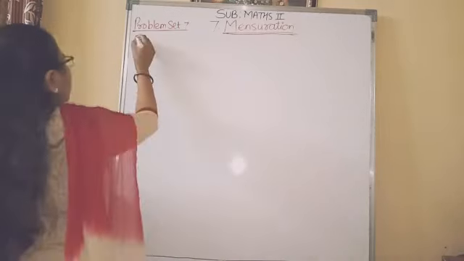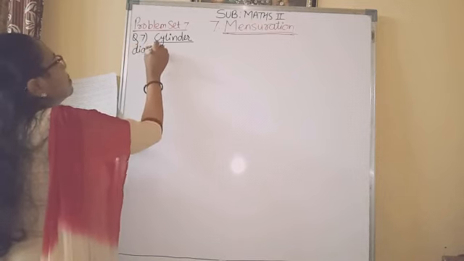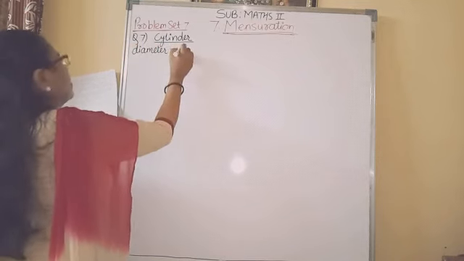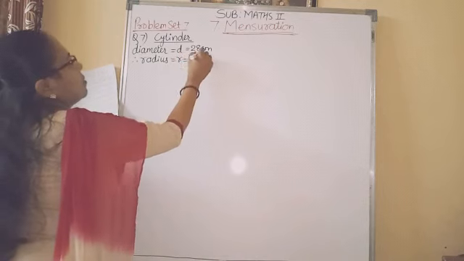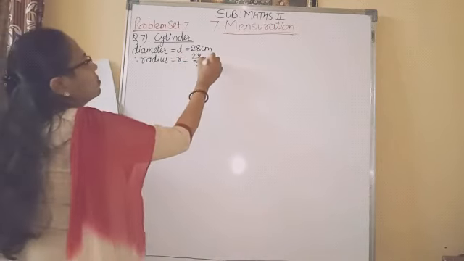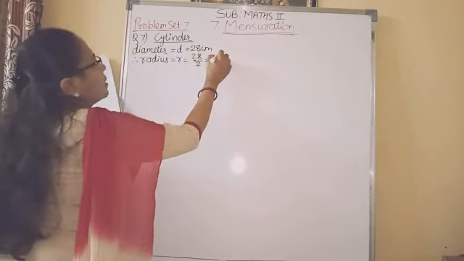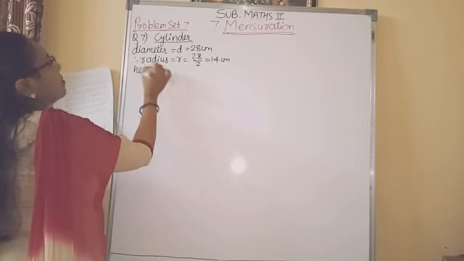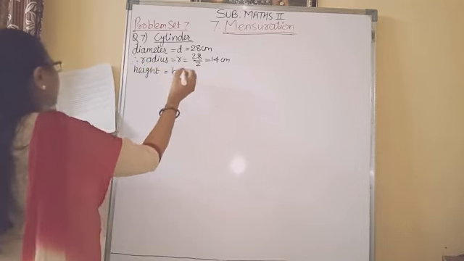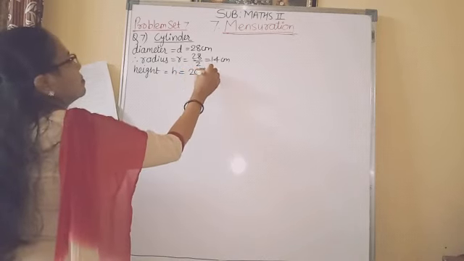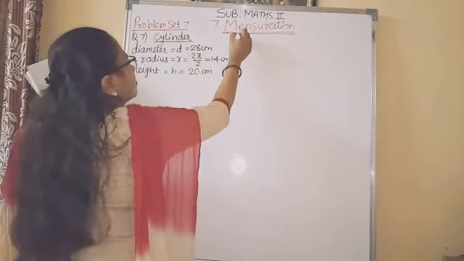First write the dimensions for the cylinder. Diameter is given: D equal to 28 centimeter. So therefore radius R is equal to 28 divided by 2, 14 centimeter. Then height H is given, 20 centimeter. Okay, so these are the dimensions for the cylinder.